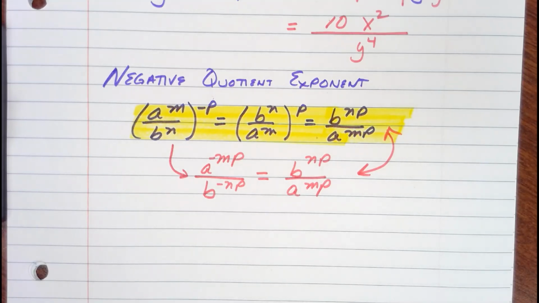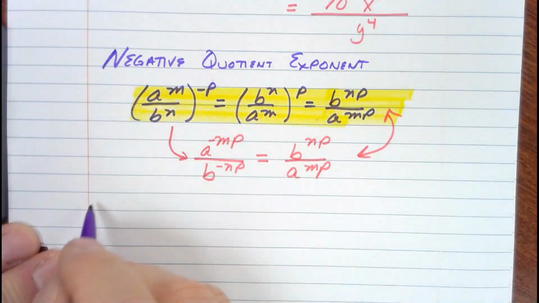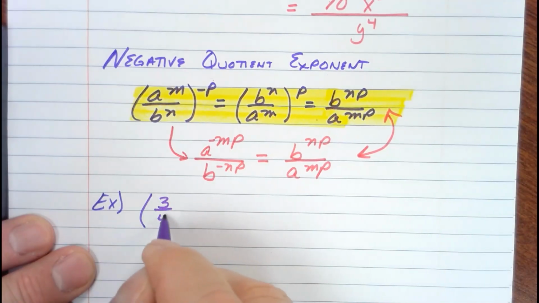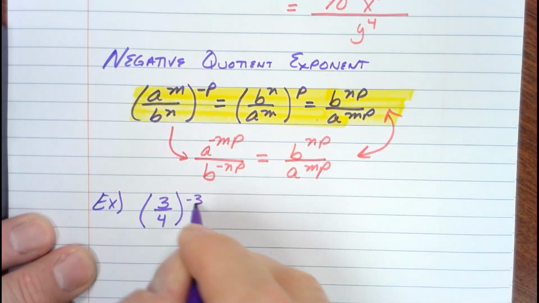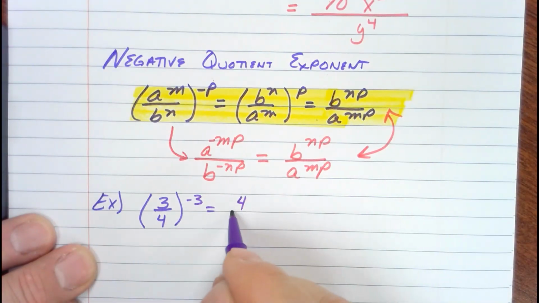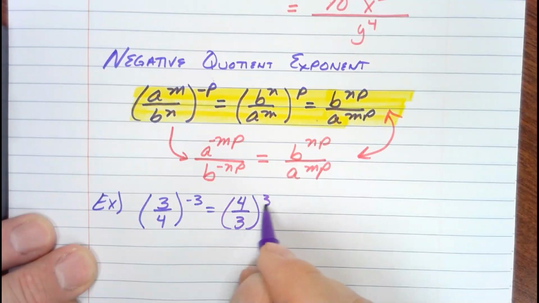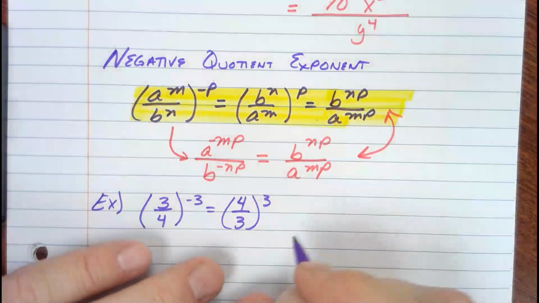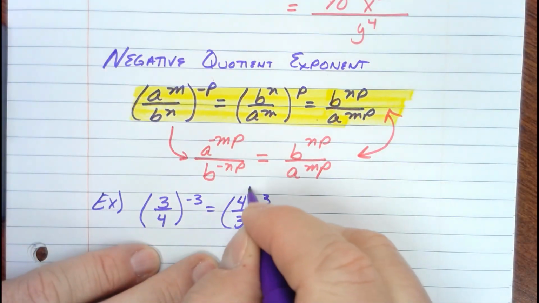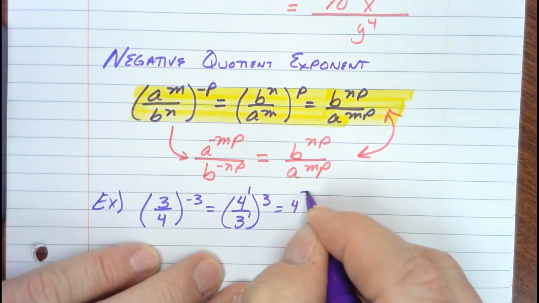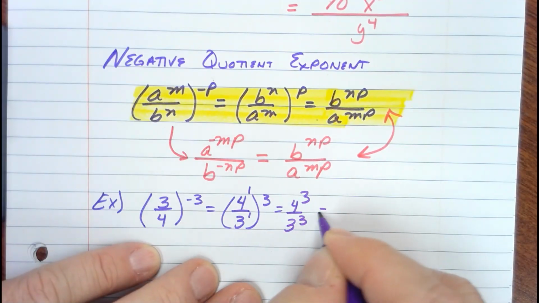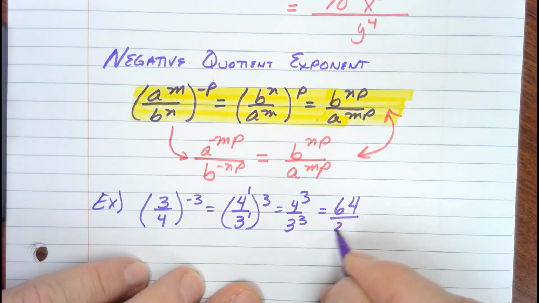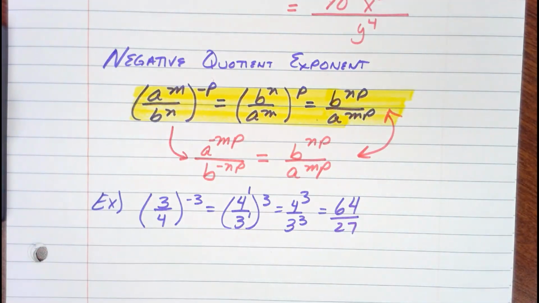So if I have the example, and this is why you want to know the shortcut, because this flips the fraction on the inside, makes the exponent positive, and I know from here this is then 4 cubed over 3 cubed, and I realize many of you don't put in this step, but that's okay. 4 cubed is 64 over 27.